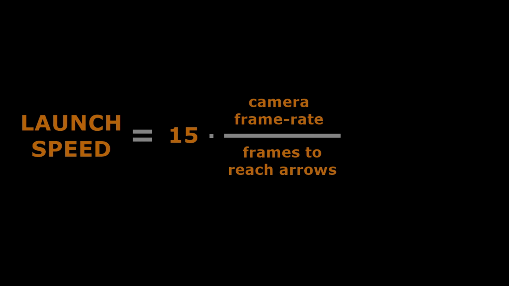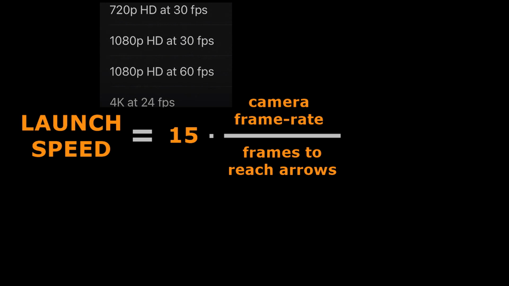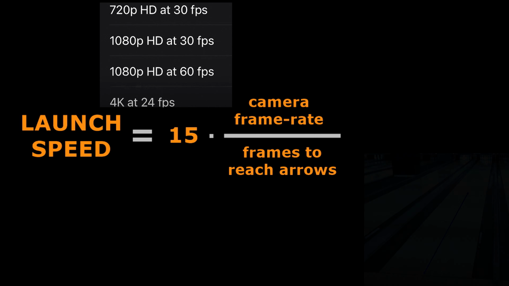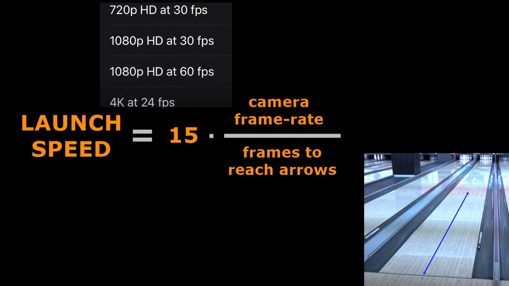Okay, don't be afraid, the formula was larger in the beginning. So we have our launch speed that equals 15 multiplied by a fraction. And on this fraction, on the numerator, we have the camera frame rate. This is of course the frames per second that your device used to capture the video. It could be 30 frames per second, 60 frames per second, 24, 120, whatever the case may be. Then on the denominator we have the frames to reach the arrow.